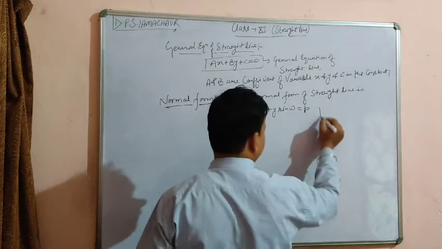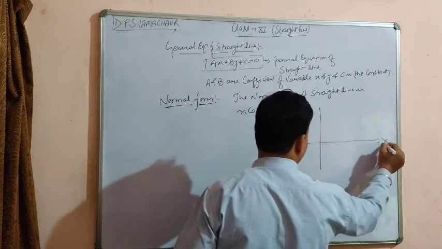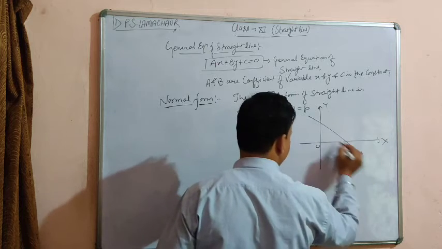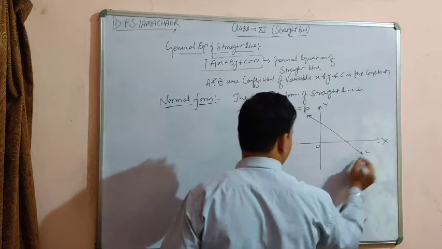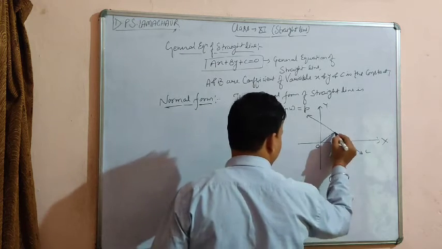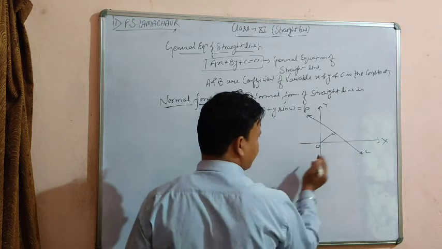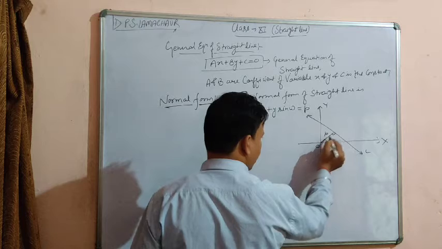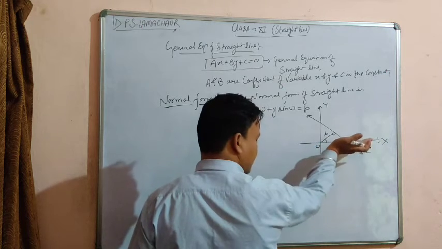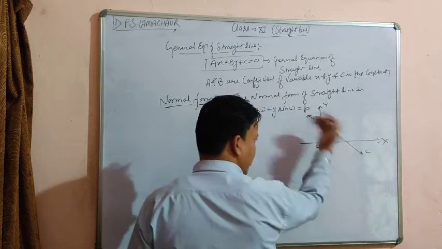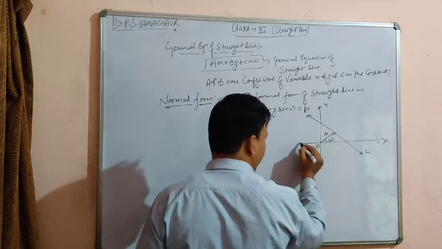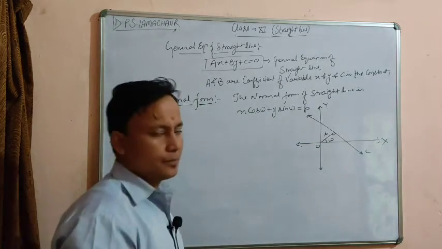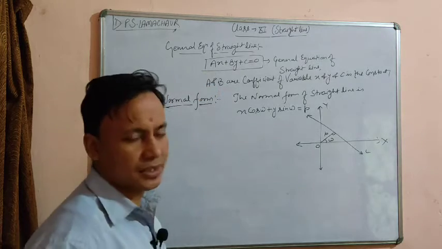The diagram is like this: this is the x axis, this is the y axis, this is the origin. Suppose this is the straight line, and this is the perpendicular from the origin to the straight line, and the length of this perpendicular is p, and the angle which the perpendicular makes with the positive direction of the x axis anti-clockwise will be omega.